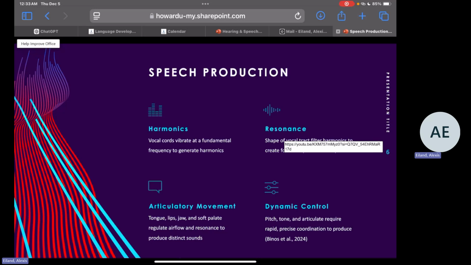Articulatory movement. Tongue, lips, jaw, and the soft palate work together to regulate airflow and create resonance to produce distinct sounds. Dynamic control. Complex sounds involve rapid, precise coordination to produce pitch, tone, and articulation.